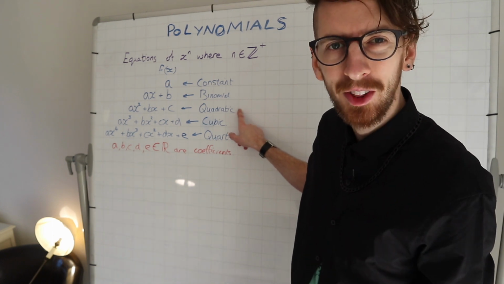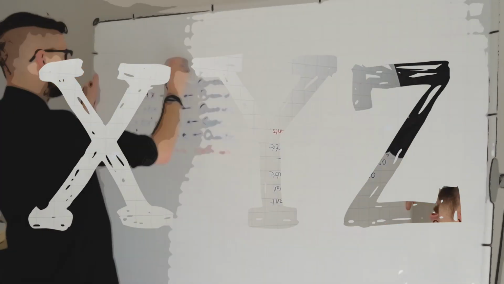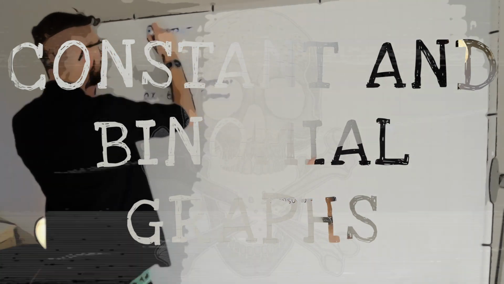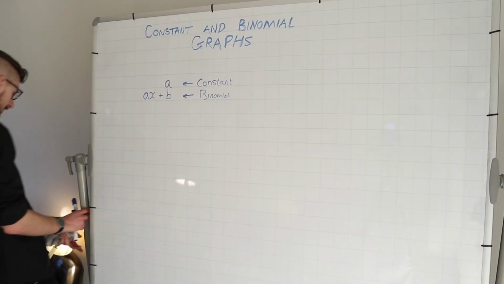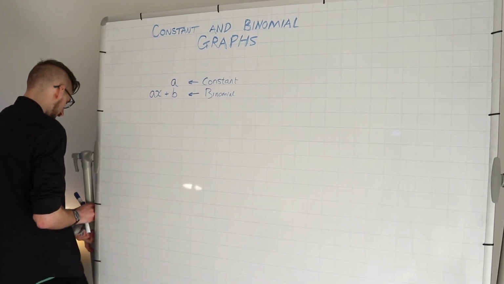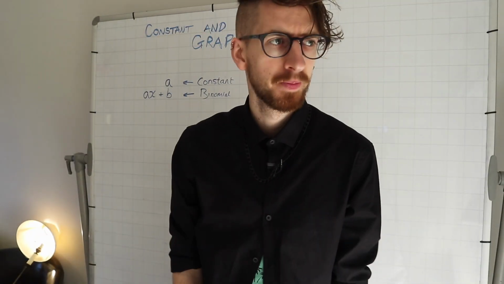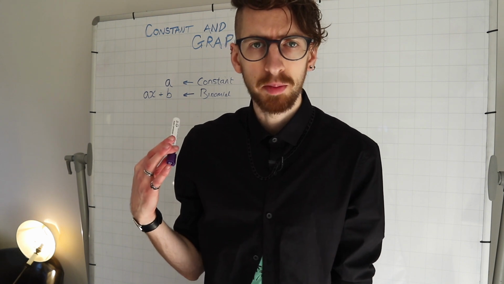So, what does a binomial look like? Why is none of this in the right position? Maybe it used to be back more. Alright then, so we've got constants and binomials.